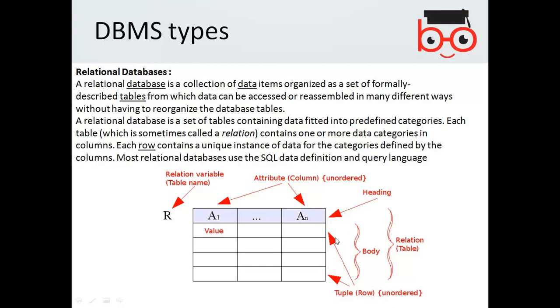The body is basically the heading as well as the rows. And this row is basically called the tuple in mathematical representation. This is also unordered. No matter in which sequence you stored the values, that doesn't matter. The retrieval of the data depends on the database management system. It gives you the option to process the data without affecting its physical form.